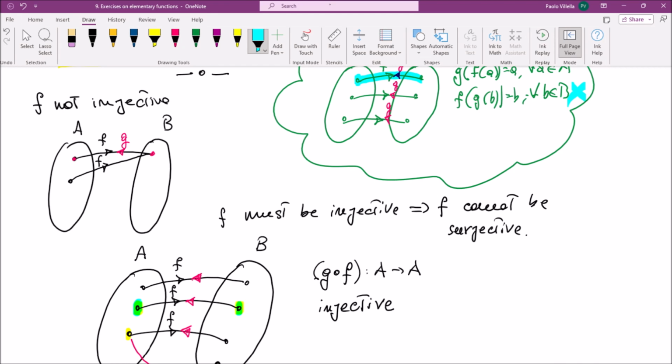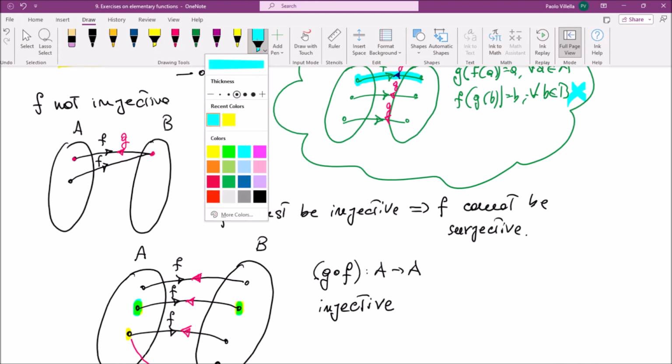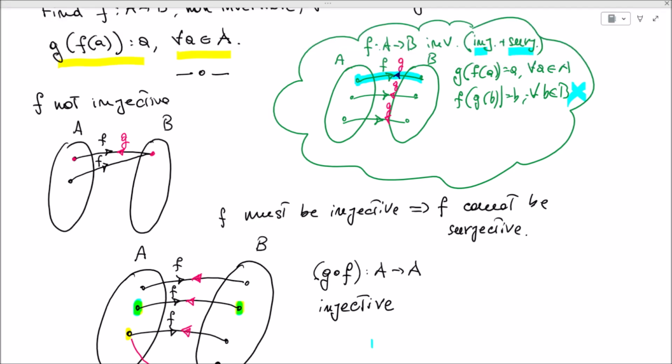Now let's see what happens if we apply g composed f to another element. For example, this one. If we apply f first, well, we know that we will end up into this point. And now we go back by g on the same point. So yes, for every element of A, we come back exactly to that element. So we can say that the function is injective.